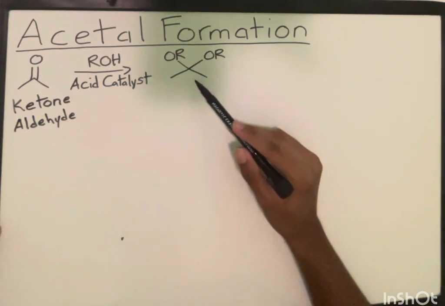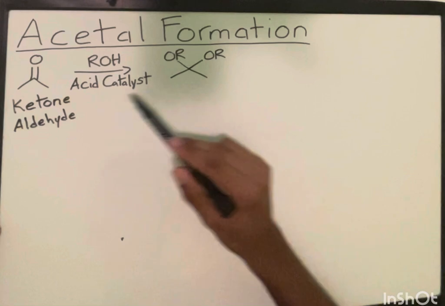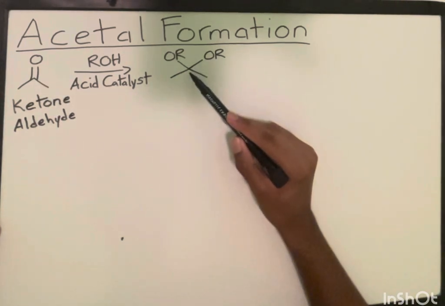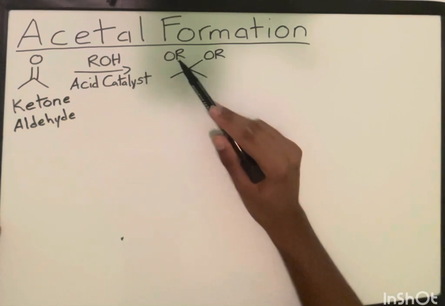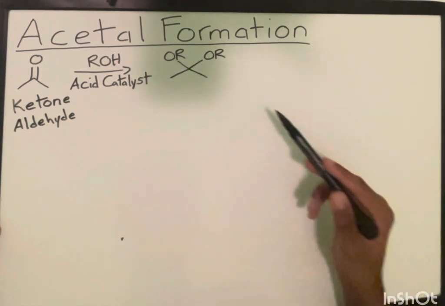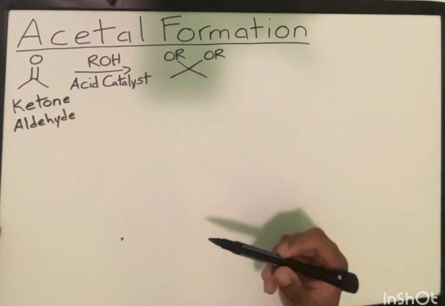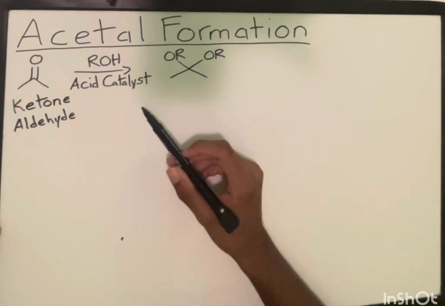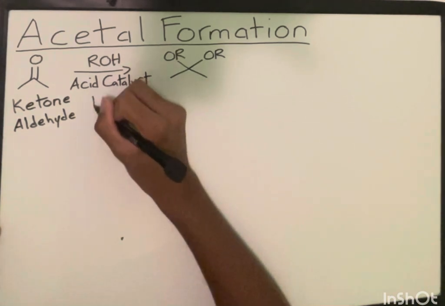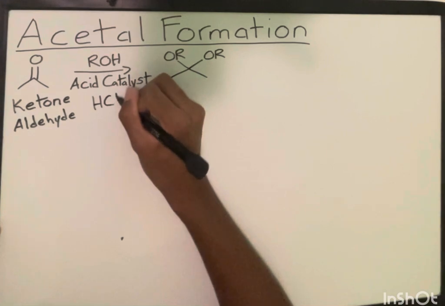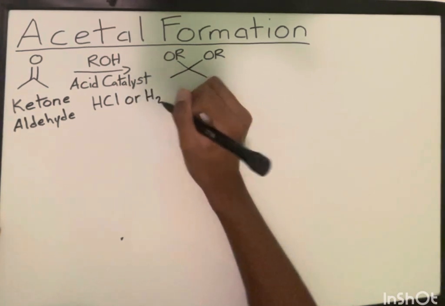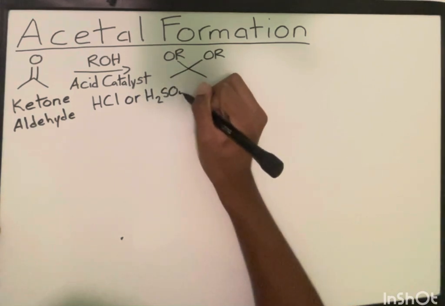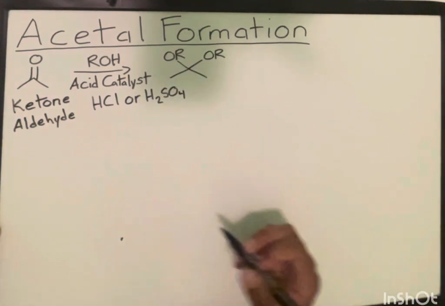This will get us our acetal, which is where we have our carbon maintained here, and then we have two new bonds to oxygens that are also attached to the rest of the molecule that the oxygen is bonded to. So with our acid catalysts, the most common ones include hydrochloric acid, which is HCl, or we can also use sulfuric acid, which is H2SO4. So here is the mechanism as follows.